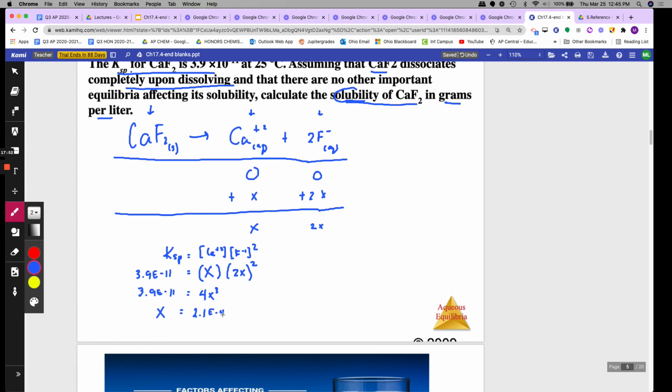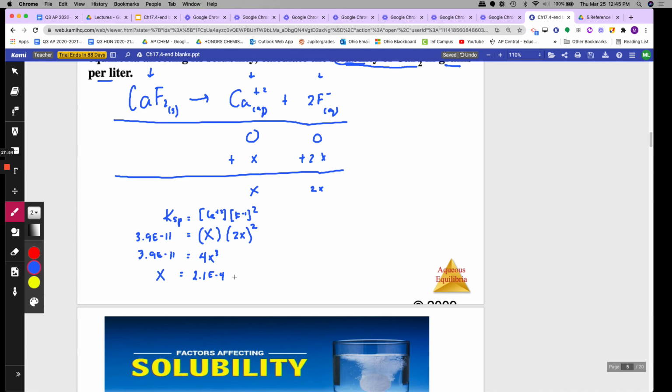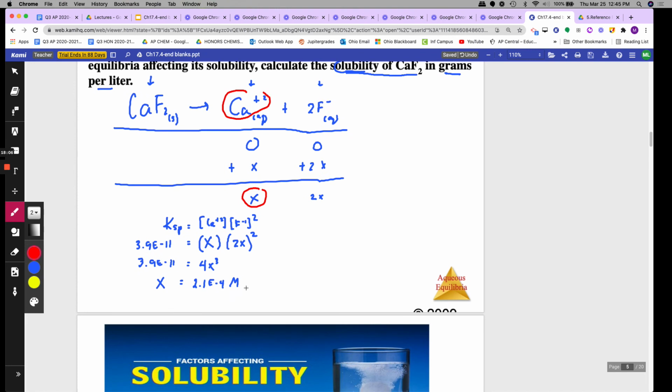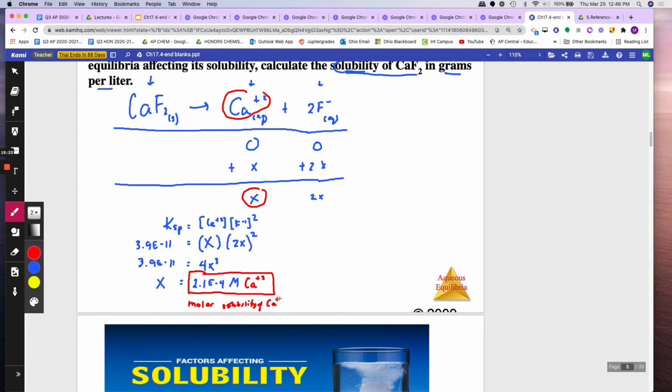Okay, now you're wondering, what is the unit? This unit is the molarity. Molarity of what? Well, this is x. This is x, which means it's the molarity of Ca plus 2. Molarity of Ca plus 2. So what did you just find? This is called the molar solubility of Ca plus 2. Okay?